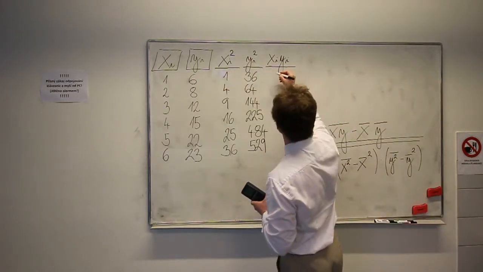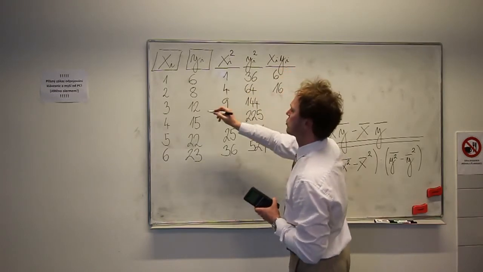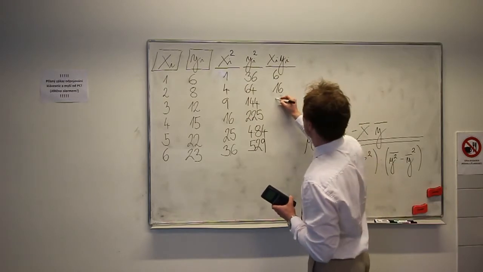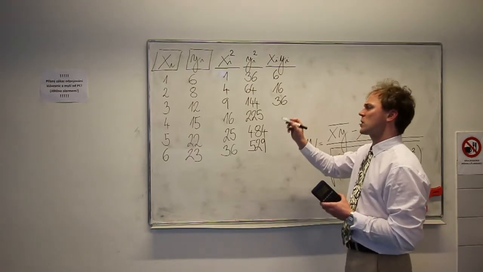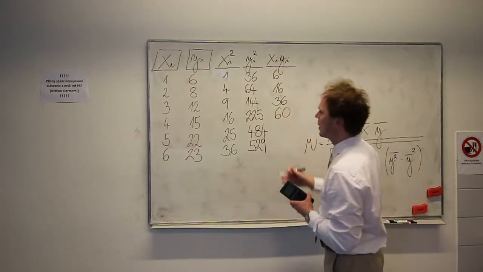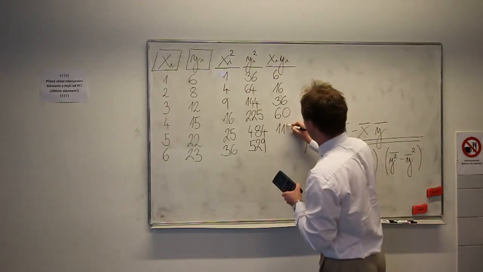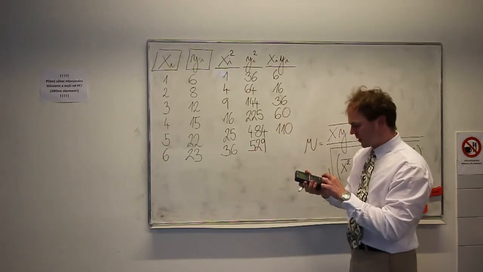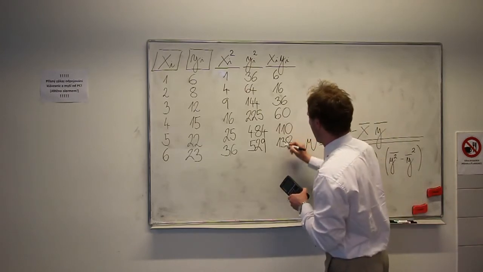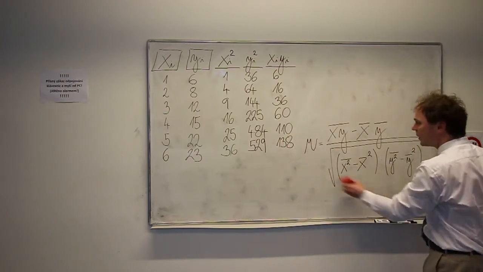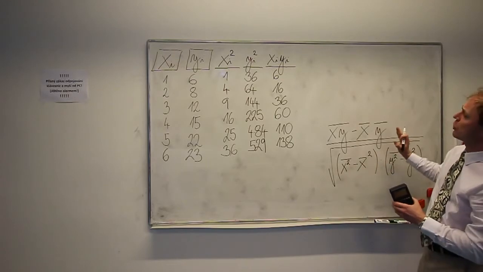1 times 6 is 6, 2 times 8 is 16, 3 times 12 is 36, 4 times 15, 60, 5 times 22 is 110, and finally 6 times 23 is 138. So this is what we need for calculation of the correlation coefficient.